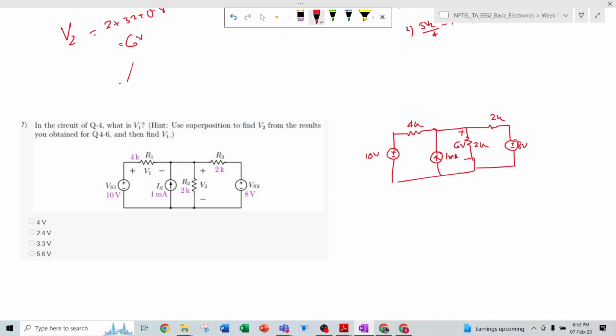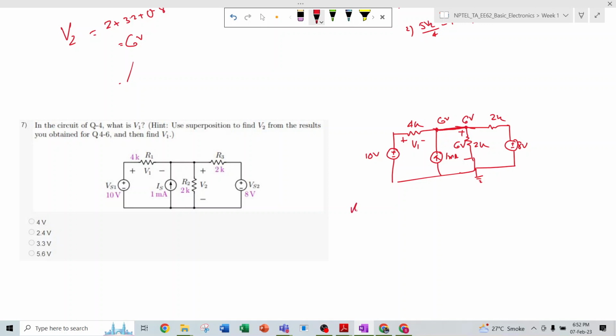That means this is 6 volt referred to this potential. This is the ground, that is 0. If this is 0 volt, this is 6 volt. Now these two nodes are the same, as I have already told you, because there is no circuit element. So throughout this there is 6 volt. Now they are asking what is the value of V1.